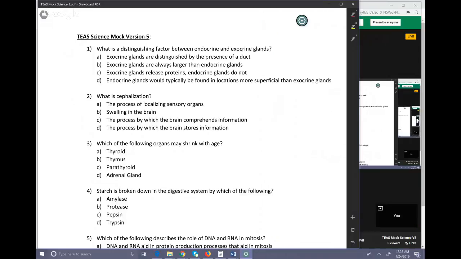Always read every answer choice for sure. A lot of times there's going to be a couple of them that are very close together. But pay particular attention as you're mock testing, especially these last few.